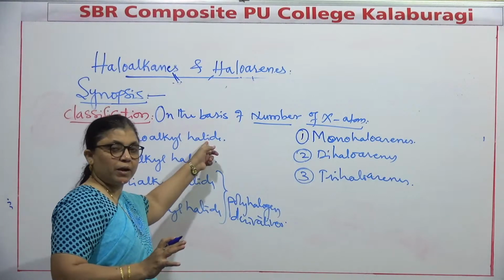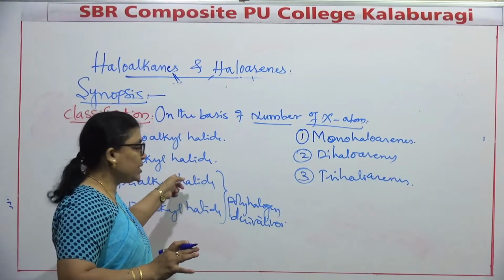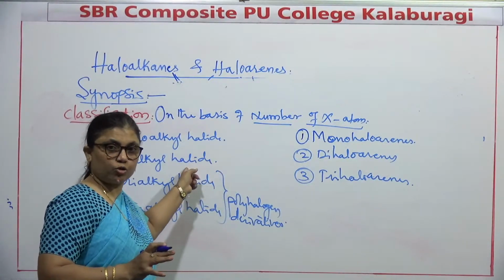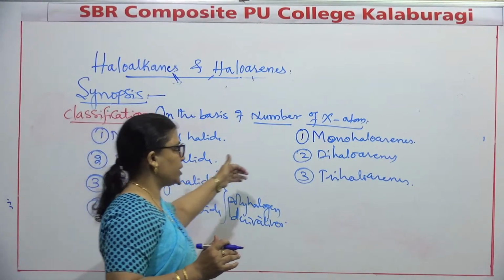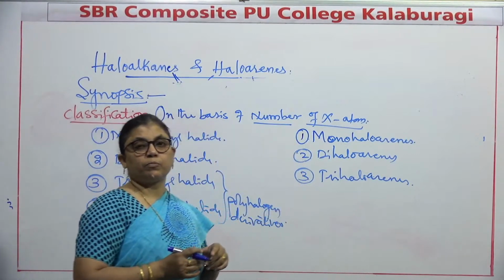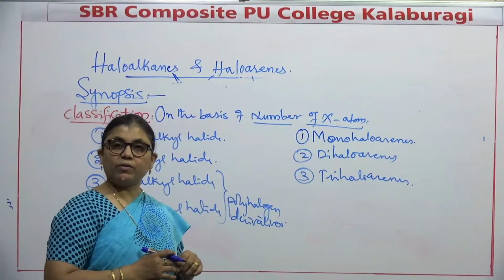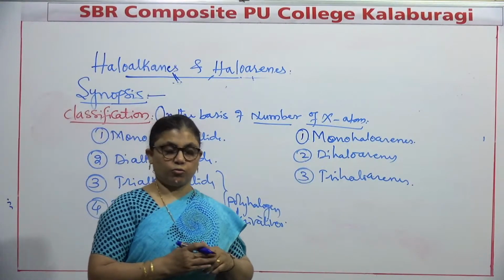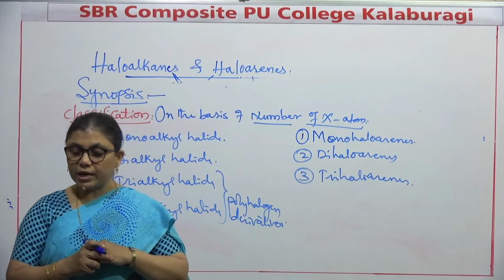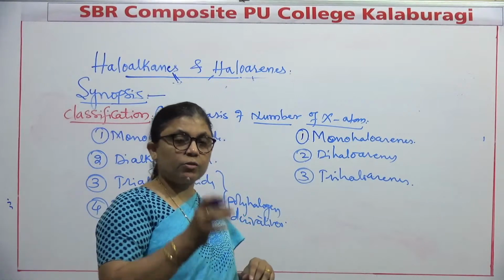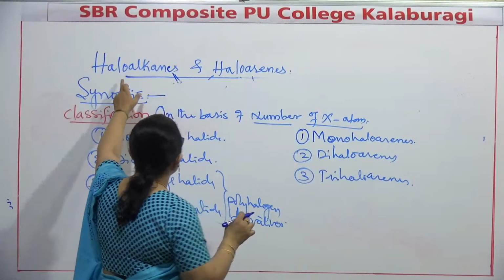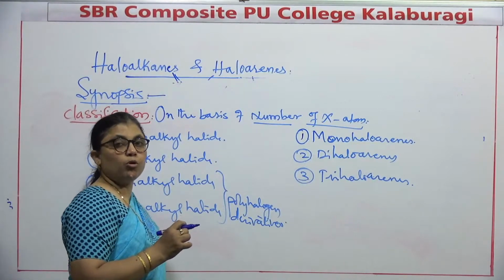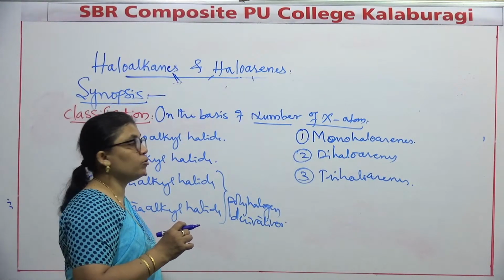If one is replaced by one halide, it is mono. If two are replaced by two halides, it is di. Not only with respect to saturated hydrocarbon, even with respect to benzene also. That's why whenever we are dealing with monohaloalkane, because our topic is completely related with monohaloalkane and monohaloarene.